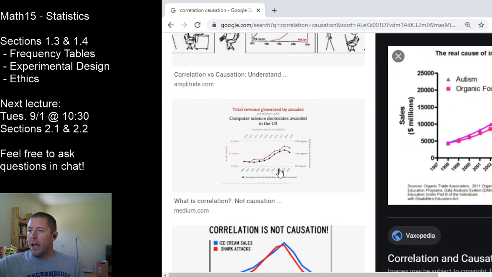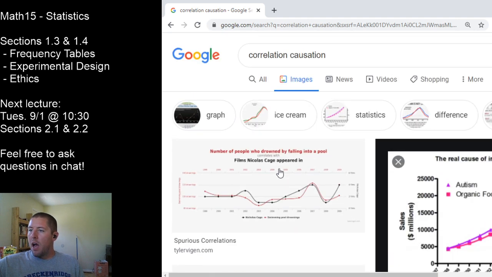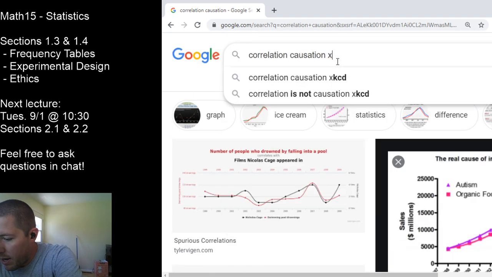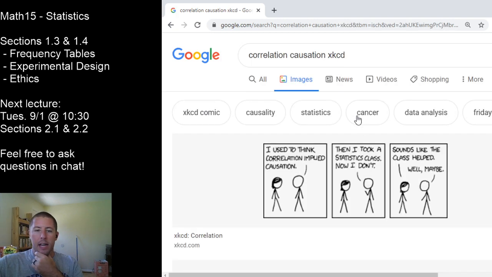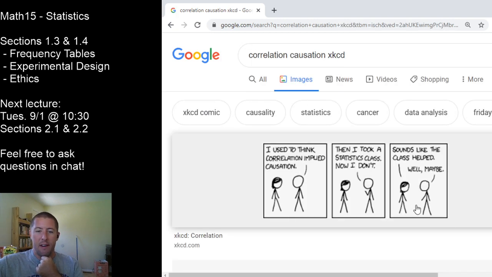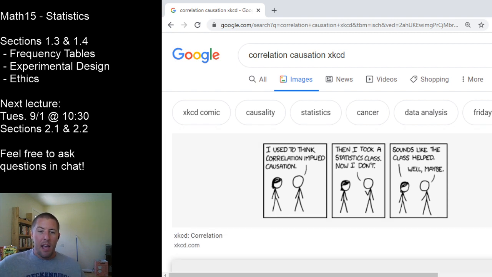So let me go ahead and bring up the last graph that I want to show for the class here. And this one, by the way, so one of my favorite websites here, XKCD, and you should see that the very first thing that popped up right here is just a single standalone comic. I used to think correlation implied causation. Then I took a statistics class, and now I don't. Sounds like the class helped.